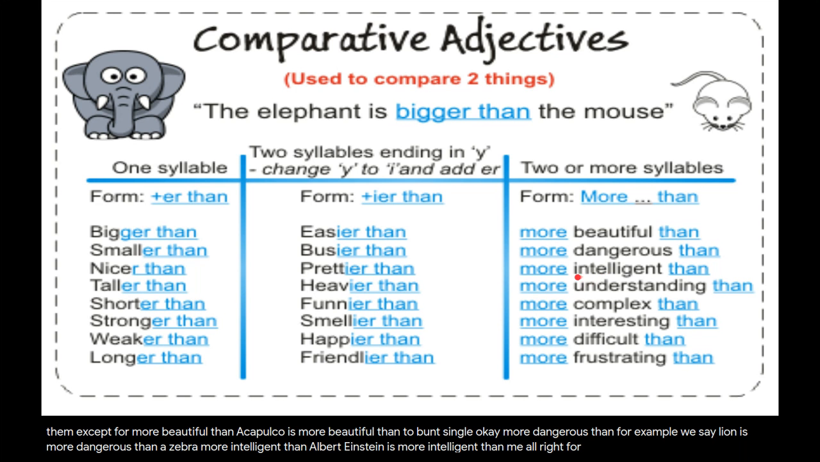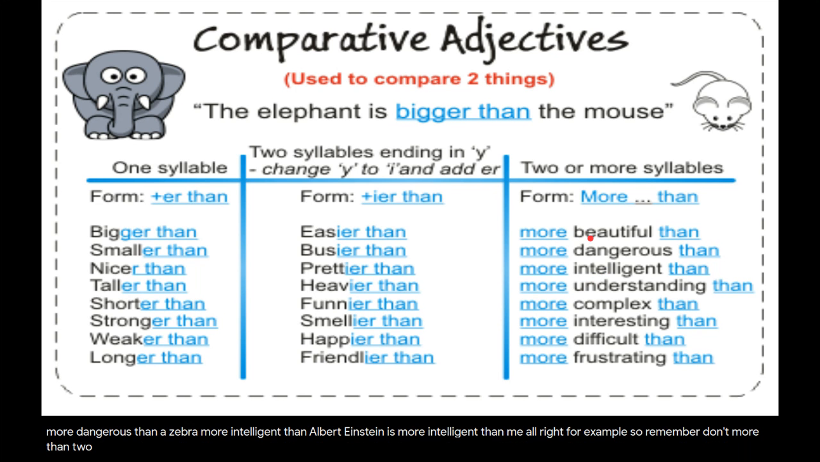All right. So remember, the more than two syllable adjectives, we use more or less. Less dangerous than. For example, a piranha is less dangerous than a shark, for example. We can use that. Okay.